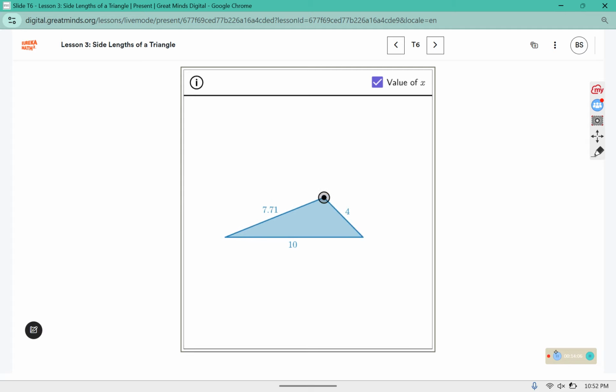Then if we made the 10 the biggest, 7.71 plus 4 is greater than 10. That would be 11.71. 6.1 plus 4 would be 10.1. That's greater than the longest side. But as soon as we make it 6 and 4, it just makes a straight line, not a triangle. So we can use inequalities to help us figure out possible values for x.